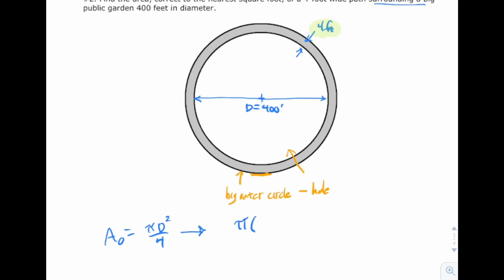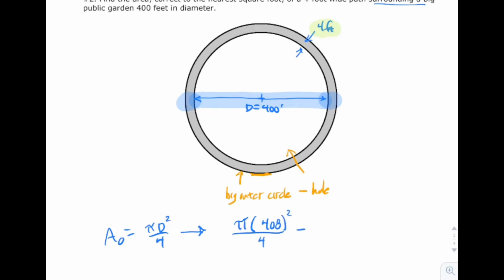Well, actually, I should say it this way. The diameter is 400 feet on the inside. To get to the outside, you'd have to add 4 more feet over here, but you'd also have to add 4 more feet over here. So it's 400 feet plus 4 plus 4. The diameter of that outer circle is 408 feet. That gets squared, you put it over the 4.